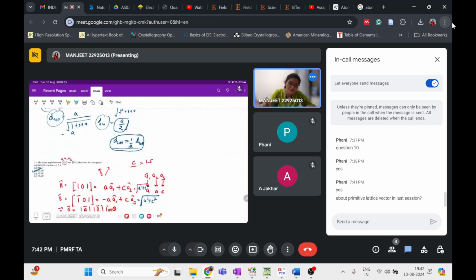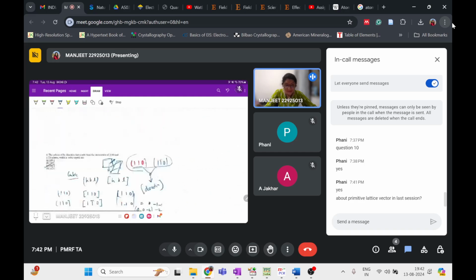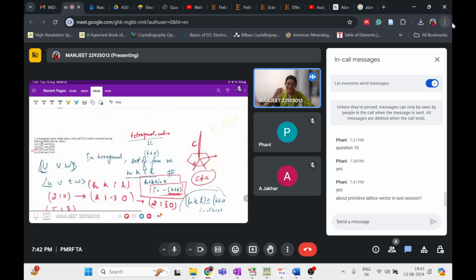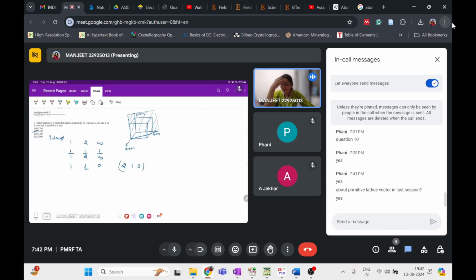About the primitive lattice vector from the last session. Did you go through the primitive lattice? This one is simple. A non-primitive cell has more than one atom, and somehow we can convert it. What is the theta corresponding to that example?